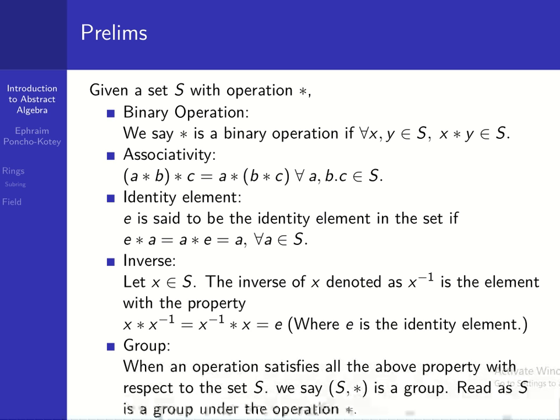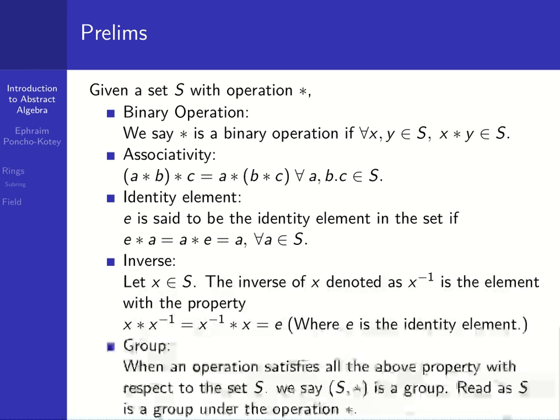Now, identity elements. What do we mean by identity elements? We say e is an identity element if for all elements a in S, we have that e star a is equal to a star e, and is equal to a. The identity element is always unique to a group.